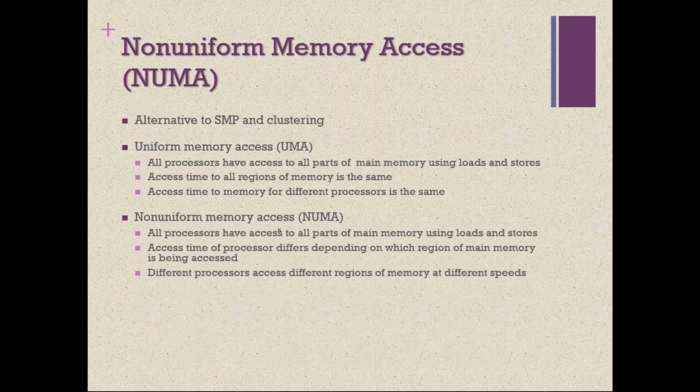The next is non-uniform memory access. With non-uniform memory access, the memory access time will not be the same for different processors. For different processors, the access time will differ. Here also all processors can access all parts of main memory using load and store instructions. Every processor can access every location of the main memory, but the access time differs depending on the region of main memory being accessed.